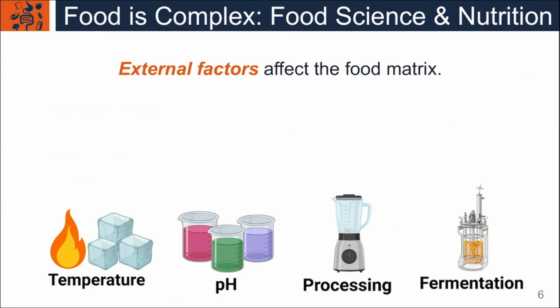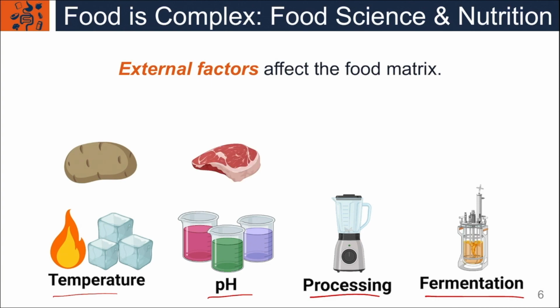External factors like temperature, pH, mechanical disruption, and fermentation also affect the food matrix. As we just discussed, heating and cooling can make starch resistant to digestion. Acidity can denature proteins in meat to facilitate the digestion and absorption of amino acids. Grinding almonds into a paste disrupts the plant cell wall, increasing the metabolizable energy content compared to whole almonds. And utilizing microorganisms to ferment milk to produce yogurt changes the physical structure from a liquid into a gel.